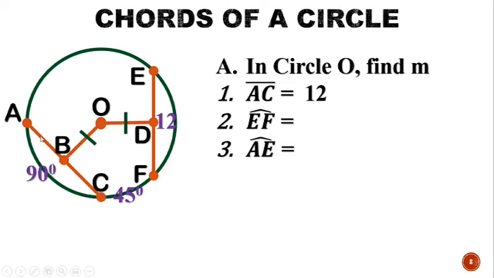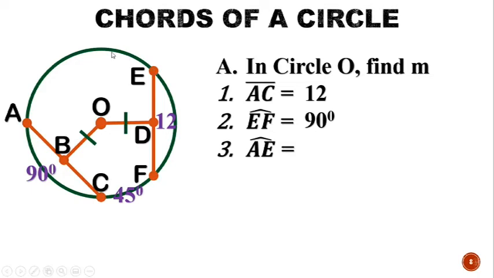Now, since parehas naman yung mga chords nila, yung mga arcs na katapat will be the same. So this one, arc AC measures 90 degrees. So yung arc EF will also be 90 degrees. Now, what about arc AE? Arc AE is this one.